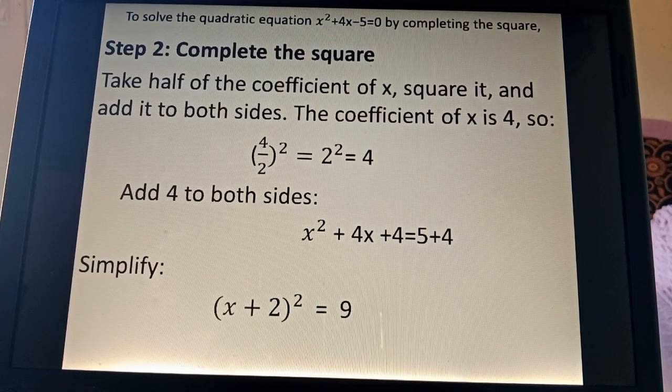Now, x squared plus 4x plus 4 is a perfect square whose binomial factors are x plus 2 and x plus 2. Therefore, the expression simplifies to x plus 2 squared is equal to 9.